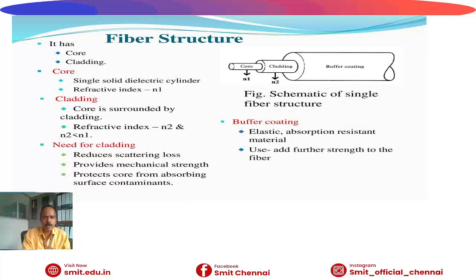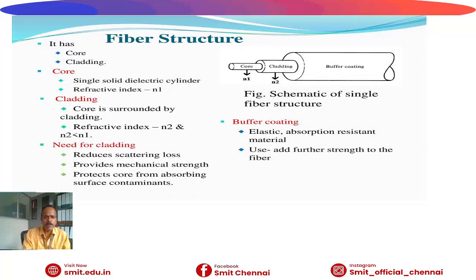In the next, we are going to see the basic structure. Actually, the core, cladding as well as the outer coating, these three form the primary area coverage of optical fiber communication. The core index is called N1, that is, the refractive index of core is called N1. Then it is surrounded by the cladding, that is, refractive index of N2. Generally, the core part is made of a pure solid dielectric cylinder. The cladding is over that, which is covering it.